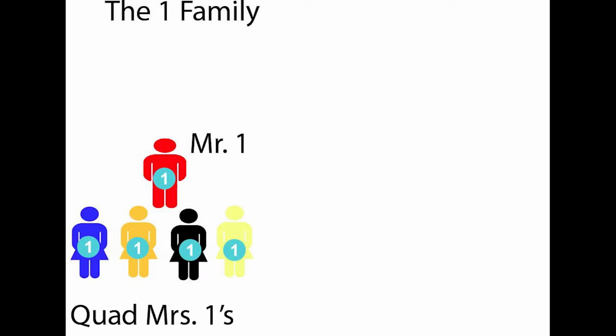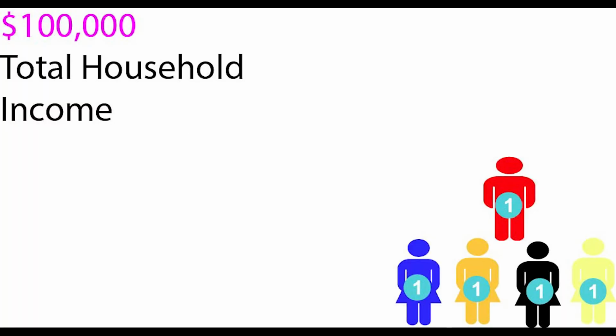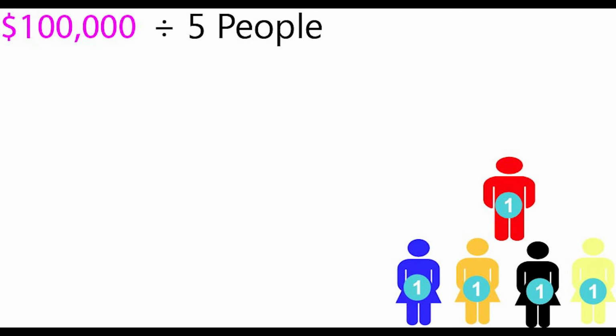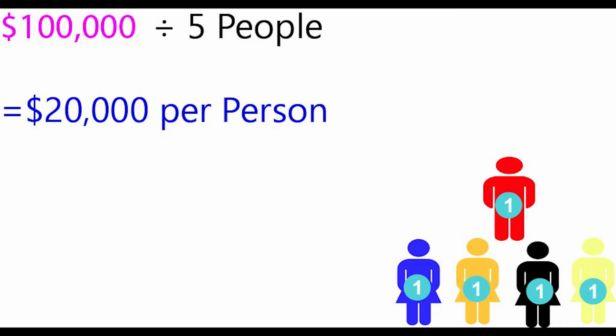So Mr. 1 is earning $100,000 per year, which is no different than Mr. A in the monogamous example. The quad Mrs. 1s, or the 4 women, are all housewives. They're not earning an income. So that is going to be $100,000 being divided by 5 different people. And once the money is split into 5 parts, it works out to be $20,000 per person each year. Let's fast forward and see what happens financially when each wife gives birth to a child.